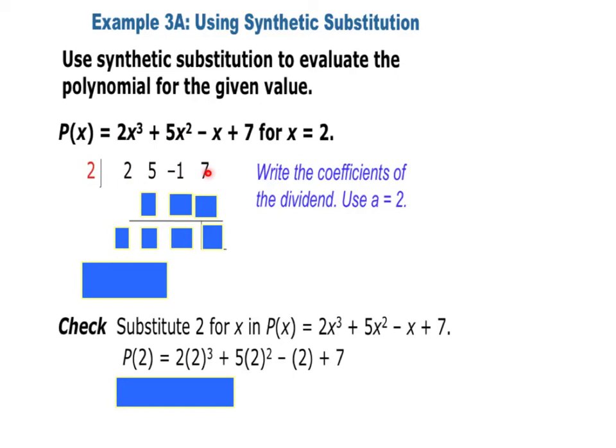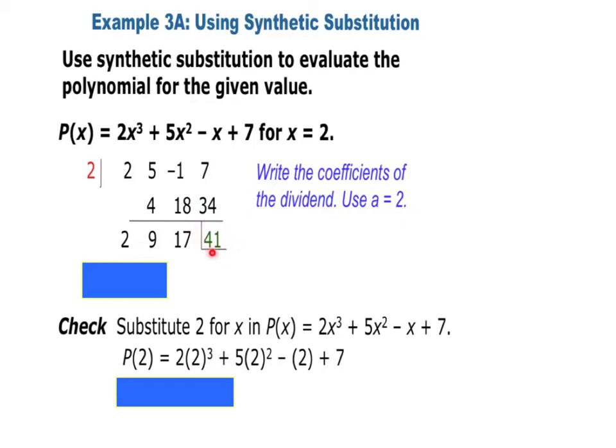Okay, now, first thing I do is I drop down that 2. Then I went 2 times 2, and I get 4, and I put that 4 right here. Okay? Next thing I'm going to do is add 5 plus 4, and that gives me, you said it, 9. Then we're going to take that 2 times 9, and that gives me 18. Add the negative 1 plus 18 together, gives me 17. Then I take 2 times 17, that gives me 34. Then I add 7 and 34 together, gives me 41. That tells me that my remainder is 41.